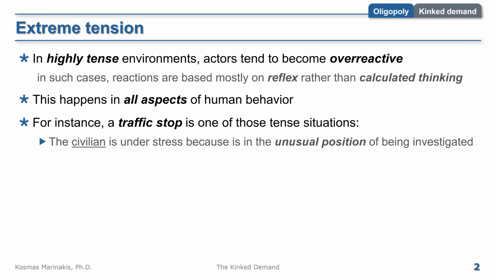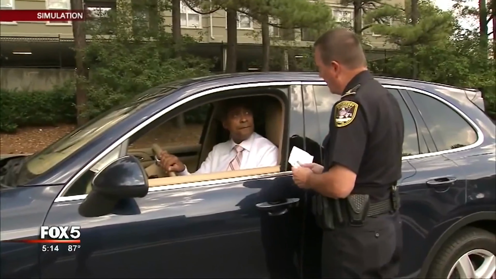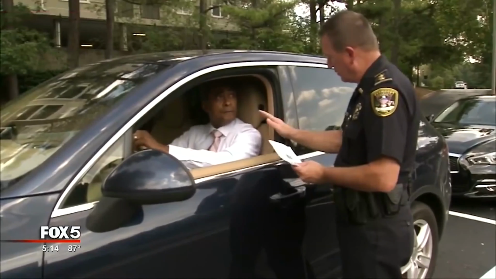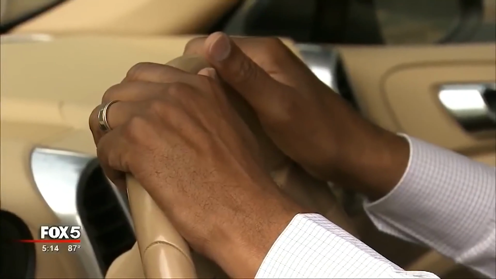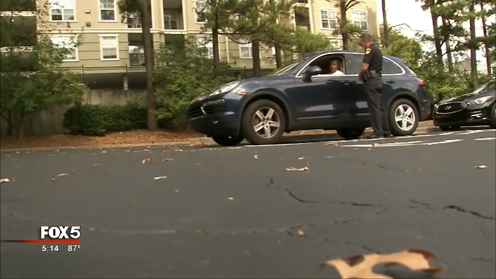On the reverse side of the situation, the officer is also tense. This time not because the situation is unusual for them, after all it's part of their job, but because they understand that they are subject to significant risks also. So during a traffic stop, the driver is asked to remain seated in the car, with the engine off, have his or her hands on the steering wheel visible to the officer at all times, and refrain from doing any abrupt movement that may startle the officer.